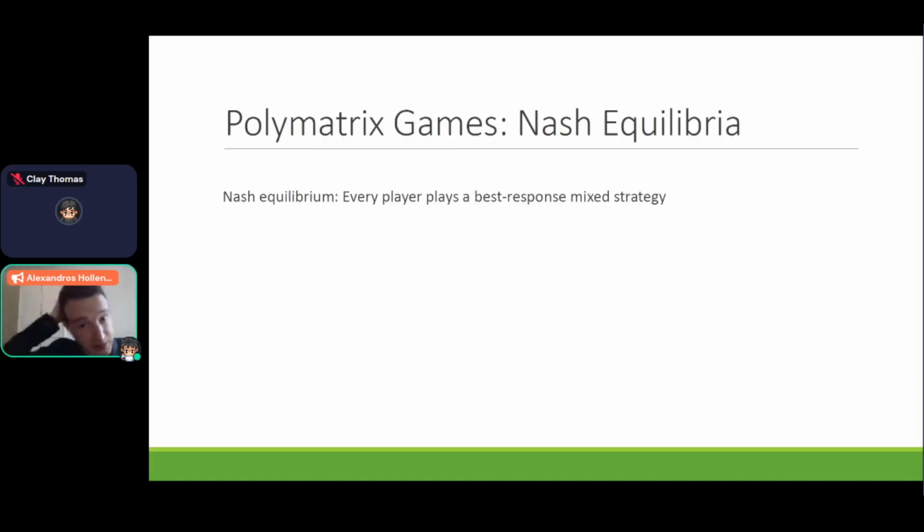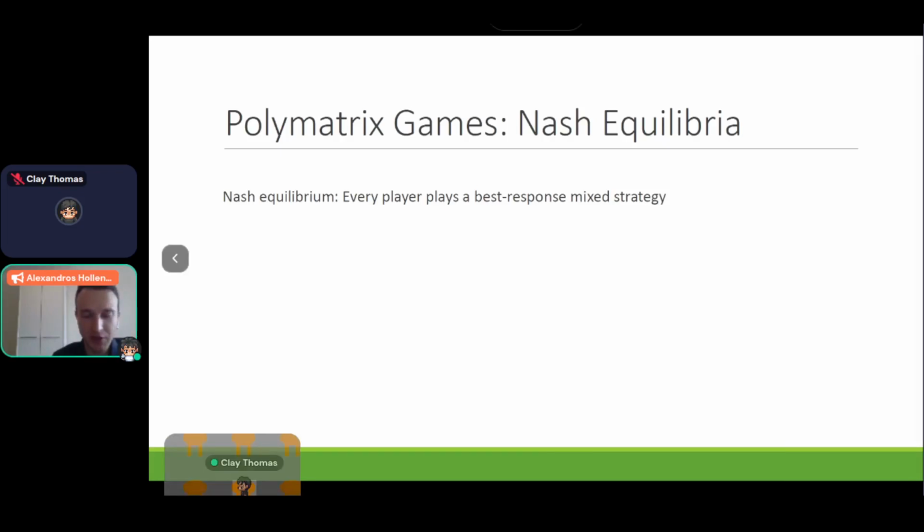So this is a game, and what is an interesting solution concept for a game? Of course, it's a Nash equilibrium. And what is a Nash equilibrium? It's a mixed strategy profile where every player plays the best response. Okay, every player, given what the other players play, plays the best they can as a response to that.